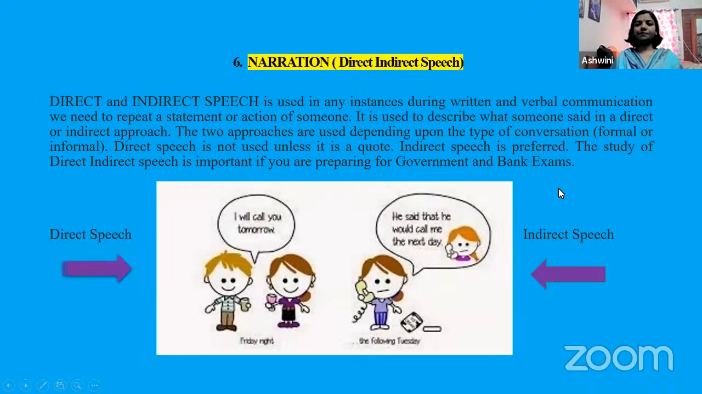Now next, that is narration. narration पे कौन से क्वेश्चन पूछे गए? In the case of narration, direct indirect speech. Narration means what? That is direct indirect speech. Now, direct indirect speech is used in any instance. I must say here, beta, narration, direct, which also means the direct indirect speech, the reported speech, reported verb and speech.